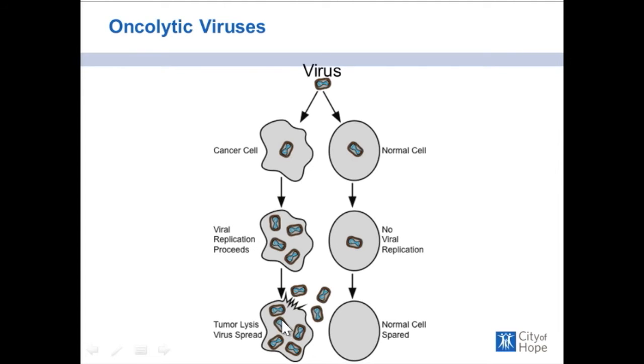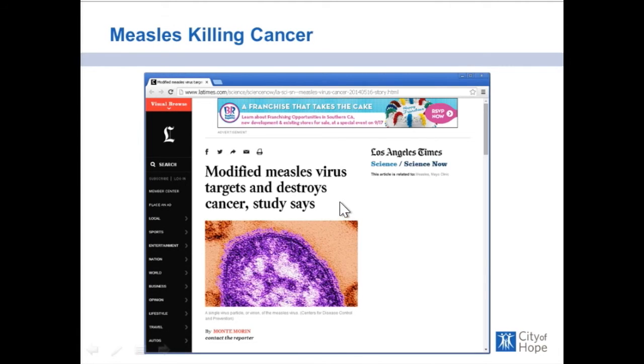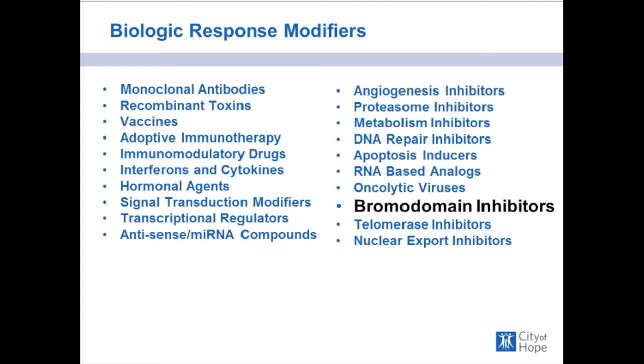There have been reports of poliovirus in brain tumors as an example, and then there was this remarkable report of a measles virus creating a sustained remission in a patient with myeloma, where the measles virus is manipulated in a way that it can't replicate in normal tissue, but only in the cancer. Three quick ones.